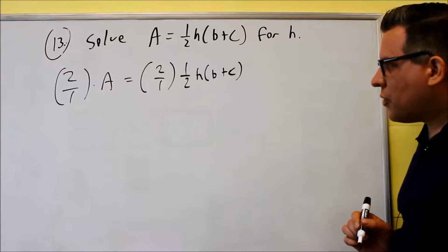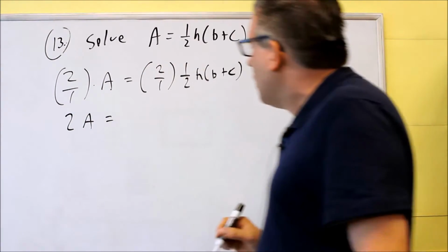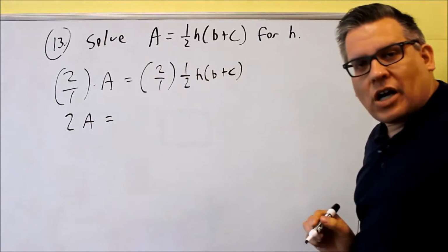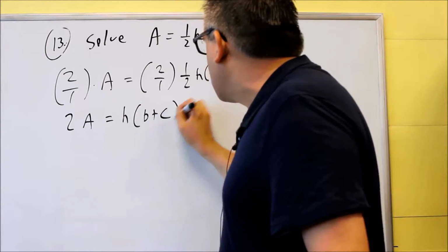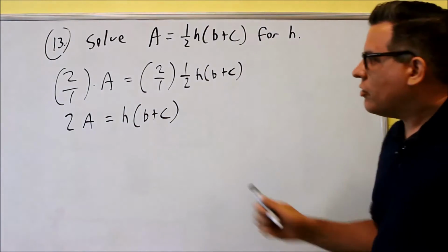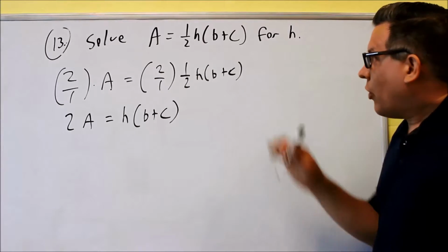So if I multiply both sides by 2, I get 2a for this one. Now these 2's are going to cancel out completely. I just get h there, and I get b plus c left over. So by doing that one step, I got rid of the fraction. Now I want to solve for h.